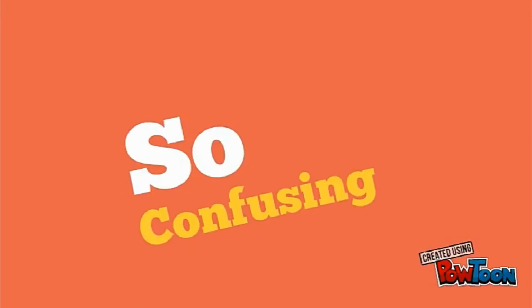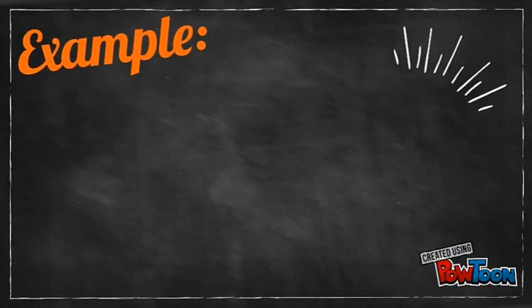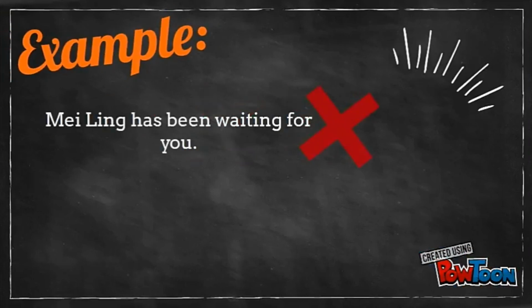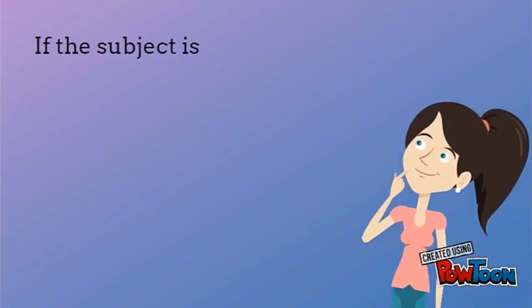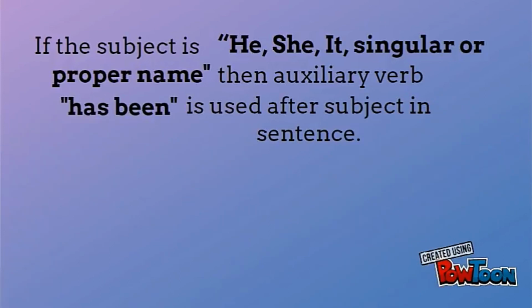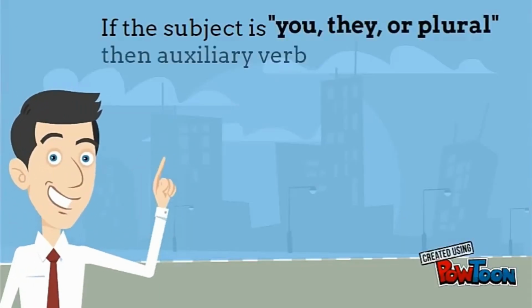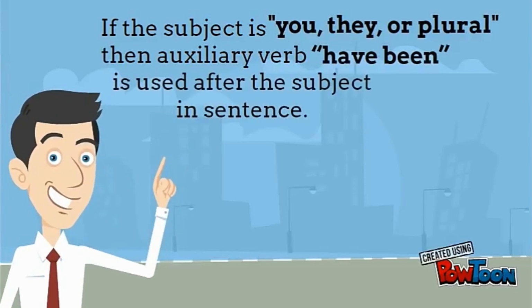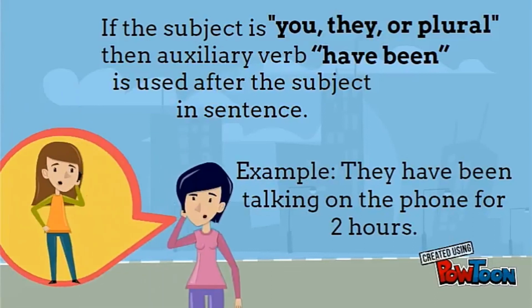So basically, it is quite confusing, don't you think? Yeah, we have one more thing to understand. Mi Ling has been waiting for you. Mi Ling has been waiting for you for an hour. Here the time duration is given. That means we can understand it is present perfect continuous. Keep this in mind that with a singular subject we use has been, and with a plural subject we use have been, plus the verb's first form and ing. I hope I am clear till here.